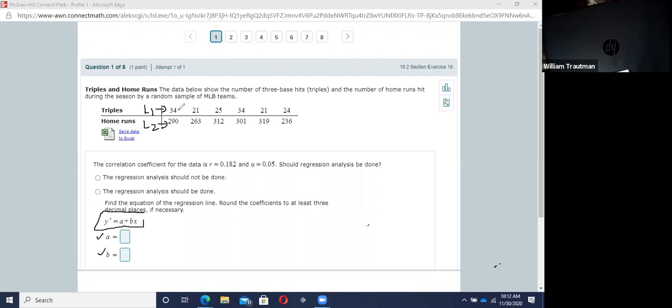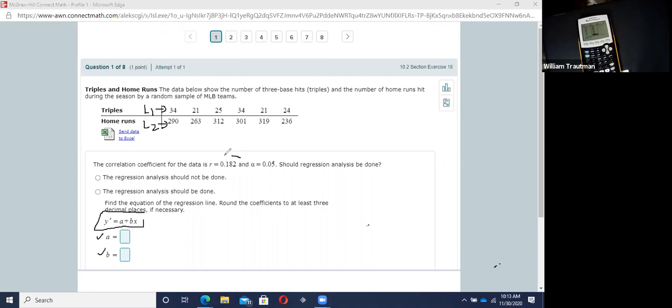In L2, I'm putting 290, 263, 312, 301, 319, 236. If somebody's following along, try to keep me honest here to make sure I get these right. Okay, so I typed all my data into L1 and L2.